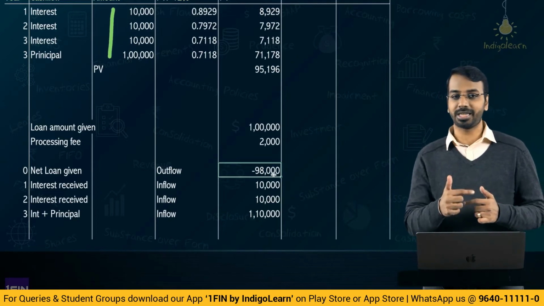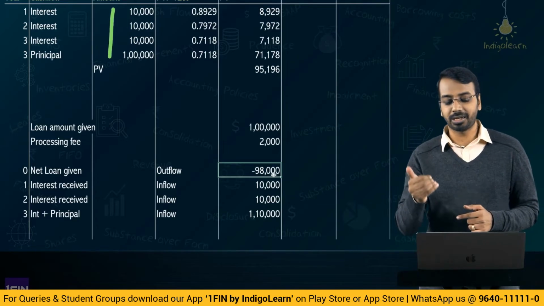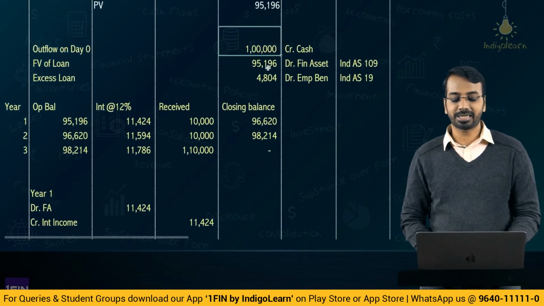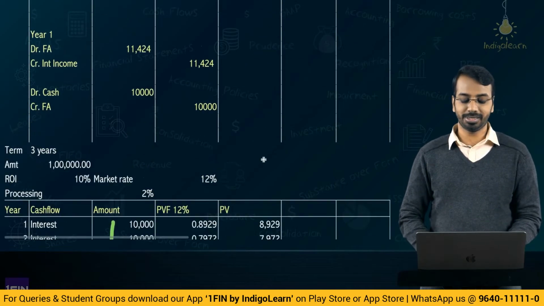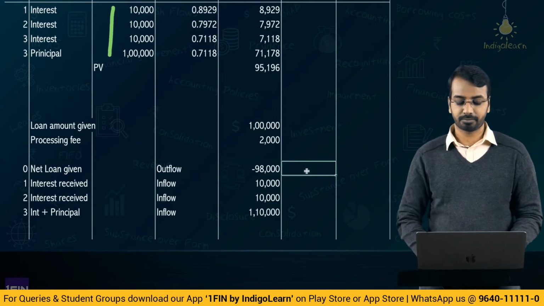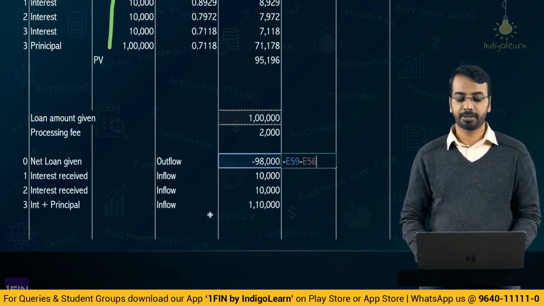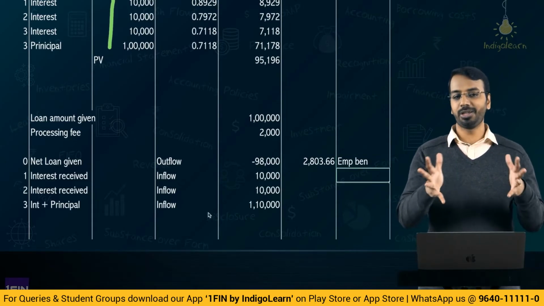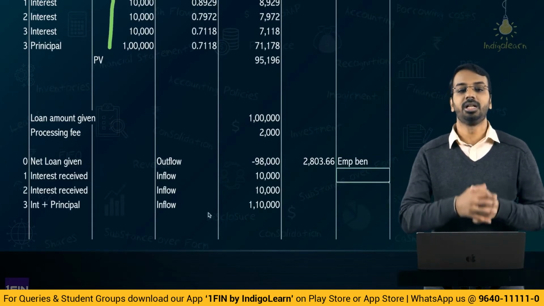In the earlier case, what did we say? 1 lakh minus 95,196 will be the employee benefit expense. Here it would be 98,000 compared with 95,196. So that is 98,000 minus 95,196, which is 2,803 (2,804 rounded). This will be employee benefit expense. Okay. So this is how we will approach the questions. This is how you will measure the transactions.